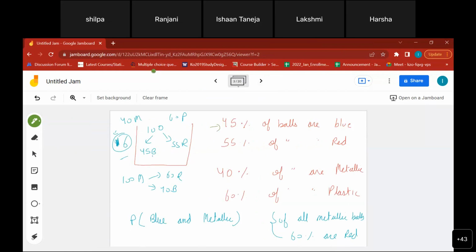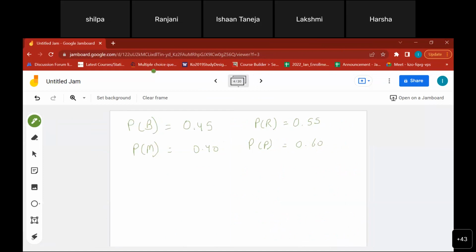What does this mean? How would you write it in terms of events? It means 60% of all the metallic balls, it means given metallic ball. P of R given M, that is, R given M is equal to 0.6. Given metallic balls, the probability of being red is 60%, right? So the probability of blue given metallic would be 40%, which is 0.40. We need to find the probability of blue and metallic.